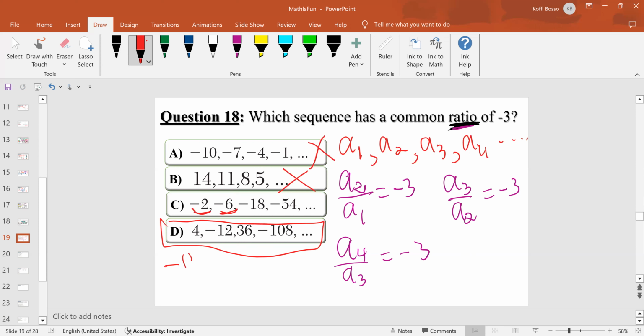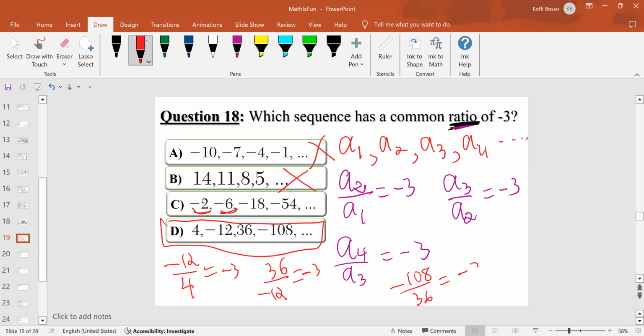Check. You take -12 divided by 4, that gives you -3, because negative divided by positive is negative. Or you take 36, which is positive, divided by -12, that gives you -3. Or you take -108 divided by positive 36, that will give you the same -3. So you have to know that when you have the top number and the bottom number, one will be positive and one negative before you get a negative result. But if both are negative or both are positive, you cannot get -3. So the correct choice here is D.